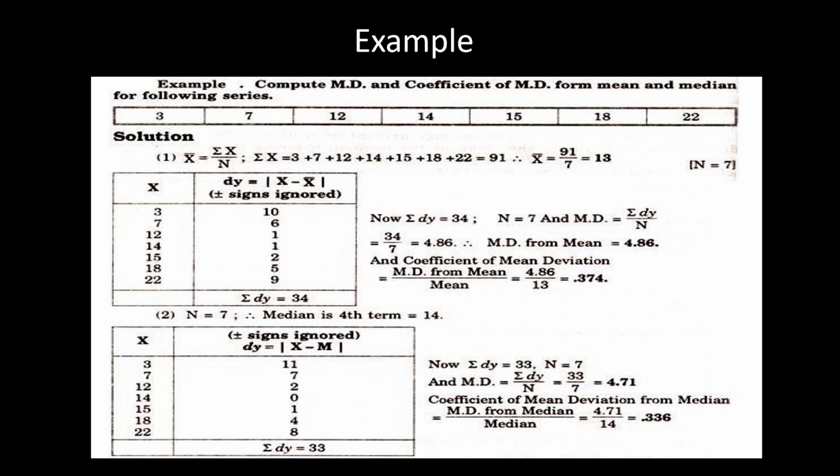And the coefficient of mean deviation is the ratio of mean deviation from mean to the mean value. So 4.86 divided by 13 gives you 0.374. So this is how to calculate the mean deviation and coefficient of mean deviation from mean. Similarly, for median, we will find the median value first, and then the absolute deviations are taken from the median instead of the mean. So the same procedure will follow.